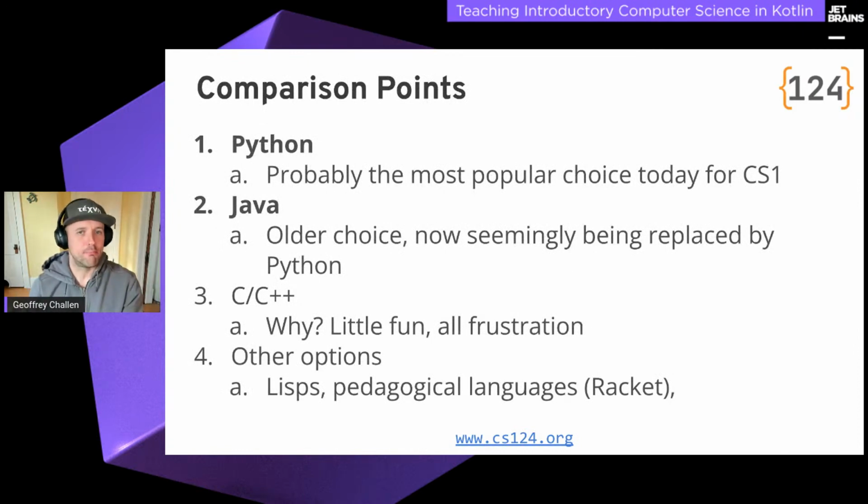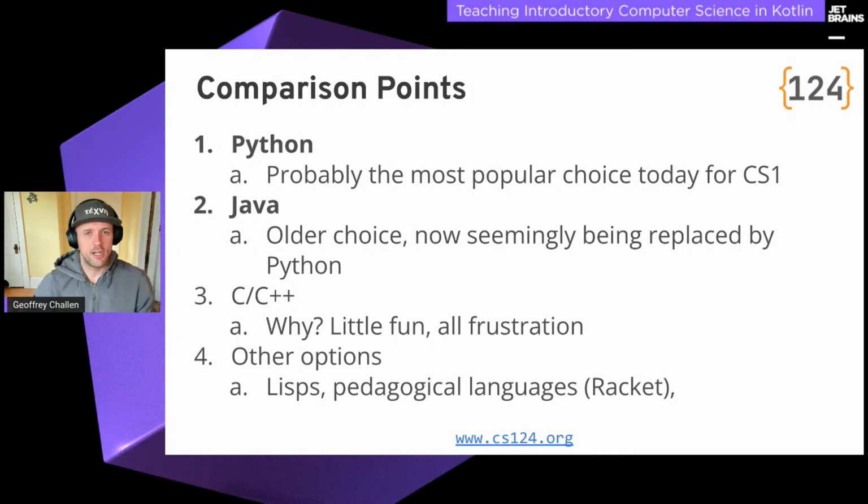All right, so I'm going to compare Kotlin now to a couple of other options. The two big ones that, at least in my mind, are natural comparison points are Python and Java. That's because those are really heavily used in a lot of early CS courses today. There are some other options out there. There are still courses that are using C and C++. I don't know why. Those languages don't seem to have very many selling points when it comes to introducing students to the field.